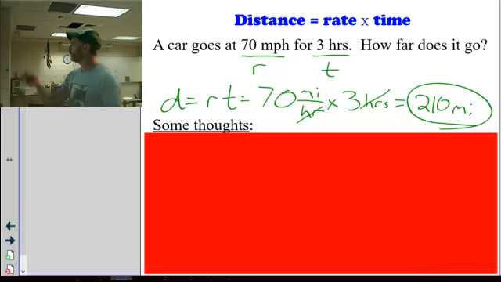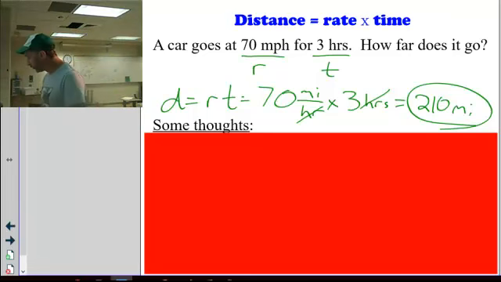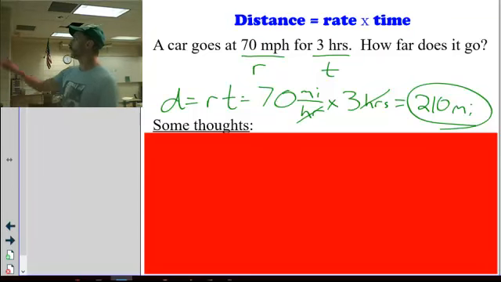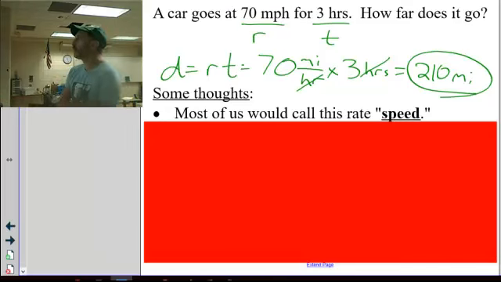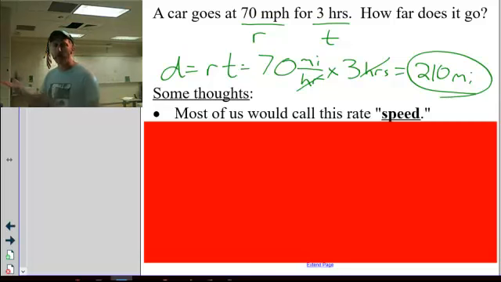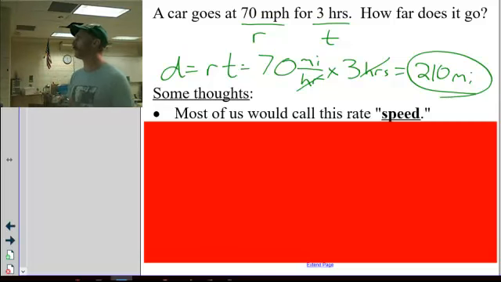So cool, right? 70 miles an hour, you do that for 3 hours, you're going to go a total of 210 miles. So everything here is fine, but we're sort of oversimplifying things, all right? So why is that so? Why are we oversimplifying? Well, I guess the first issue is this. Most of us probably would refer to this particular rate as speed, right? Because it's telling you how far you go per unit time, right? So that's probably more commonly called speed, and maybe, in fact, you learned this equation as distance equals speed times time, which is fine, okay?